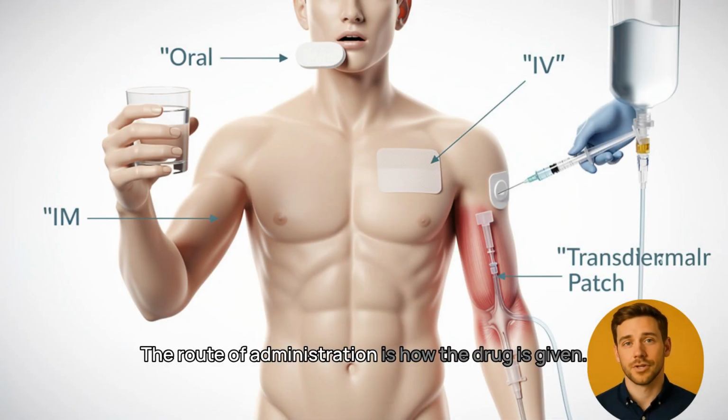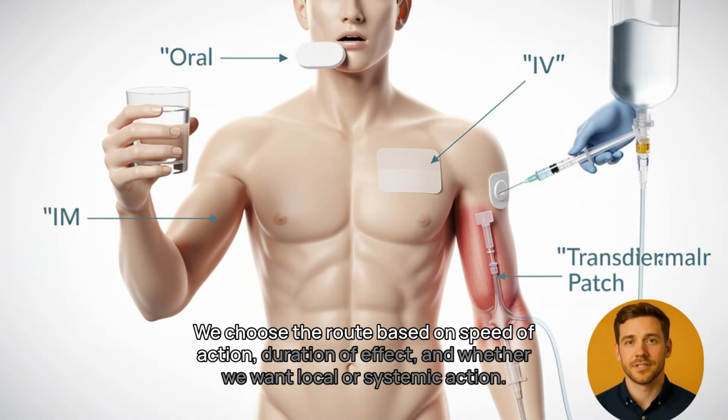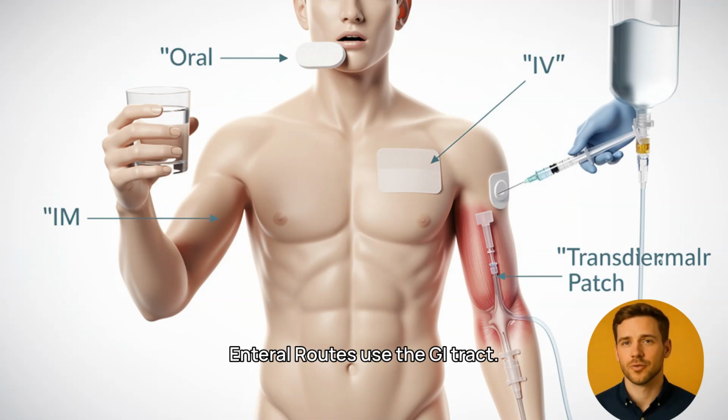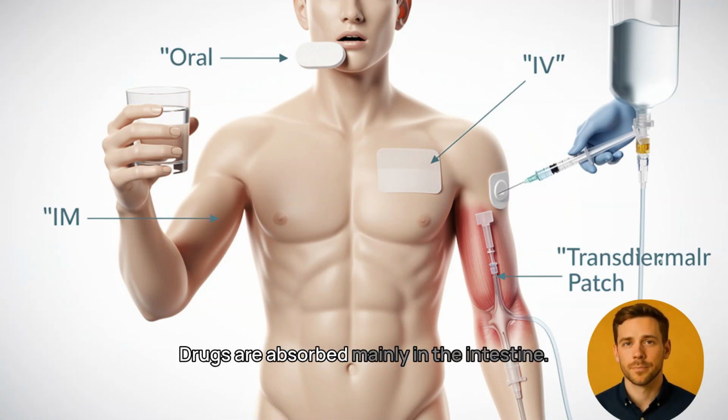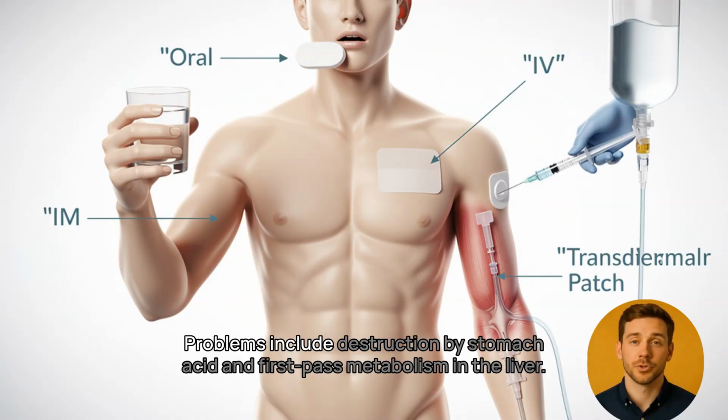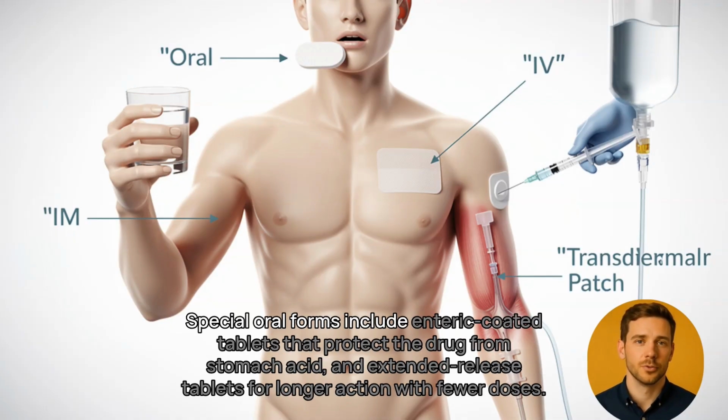The route of administration is how the drug is given. We choose the route based on speed of action, duration of effect, and whether we want local or systemic action. Enteral routes use the GI tract. The oral route is most common and convenient. Drugs are absorbed mainly in the intestine. Problems include destruction by stomach acid and first-pass metabolism in the liver. Special oral forms include enteric-coated tablets that protect the drug from stomach acid, and extended-release tablets for longer action with fewer doses.